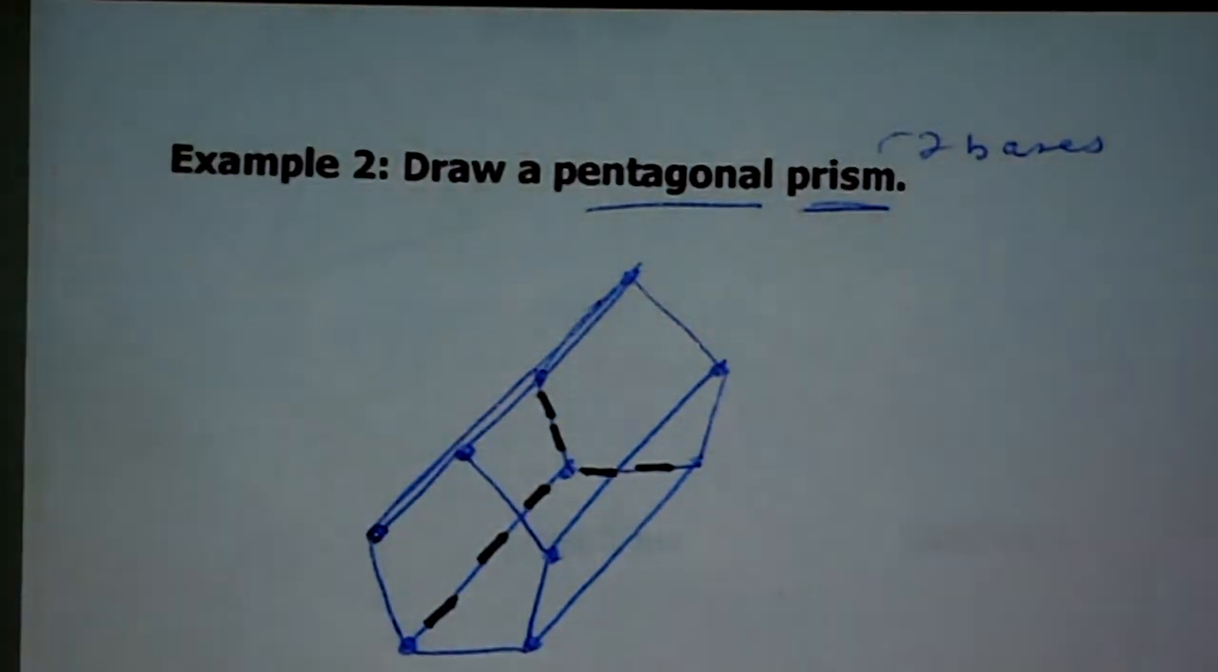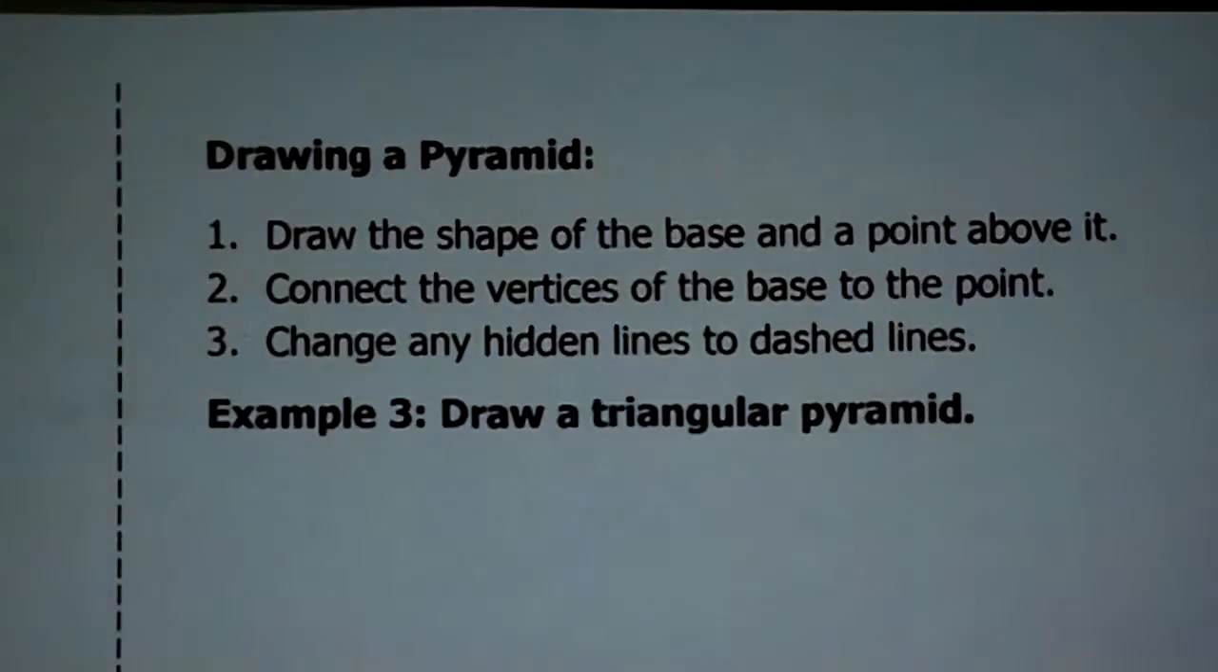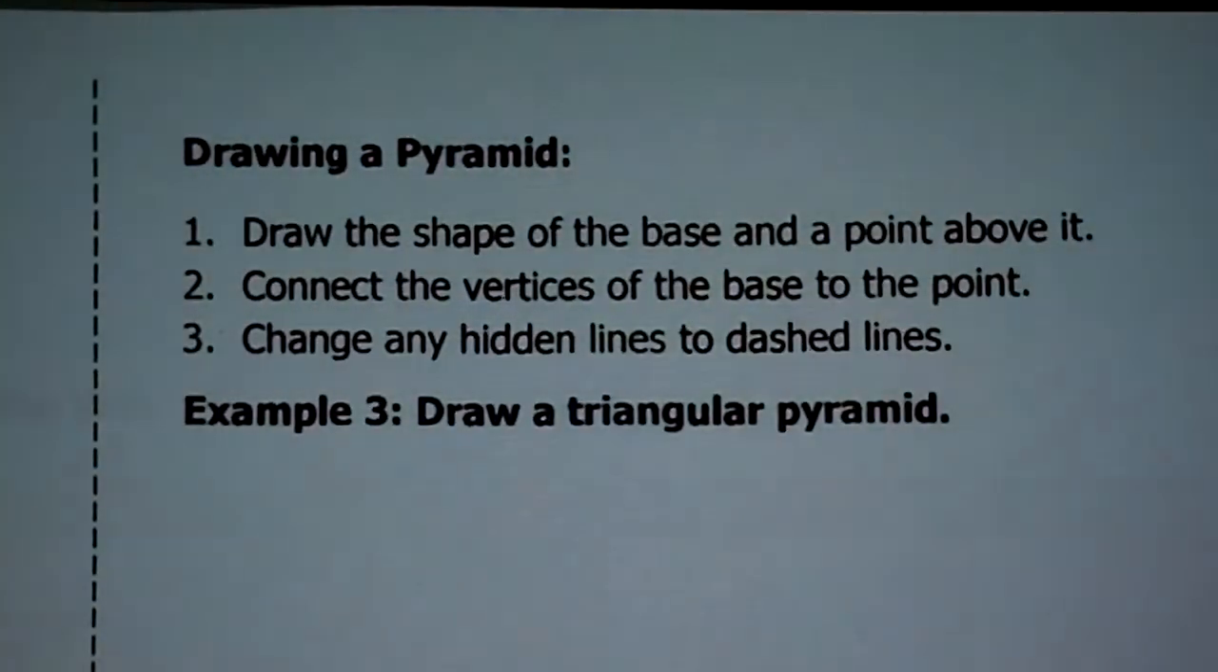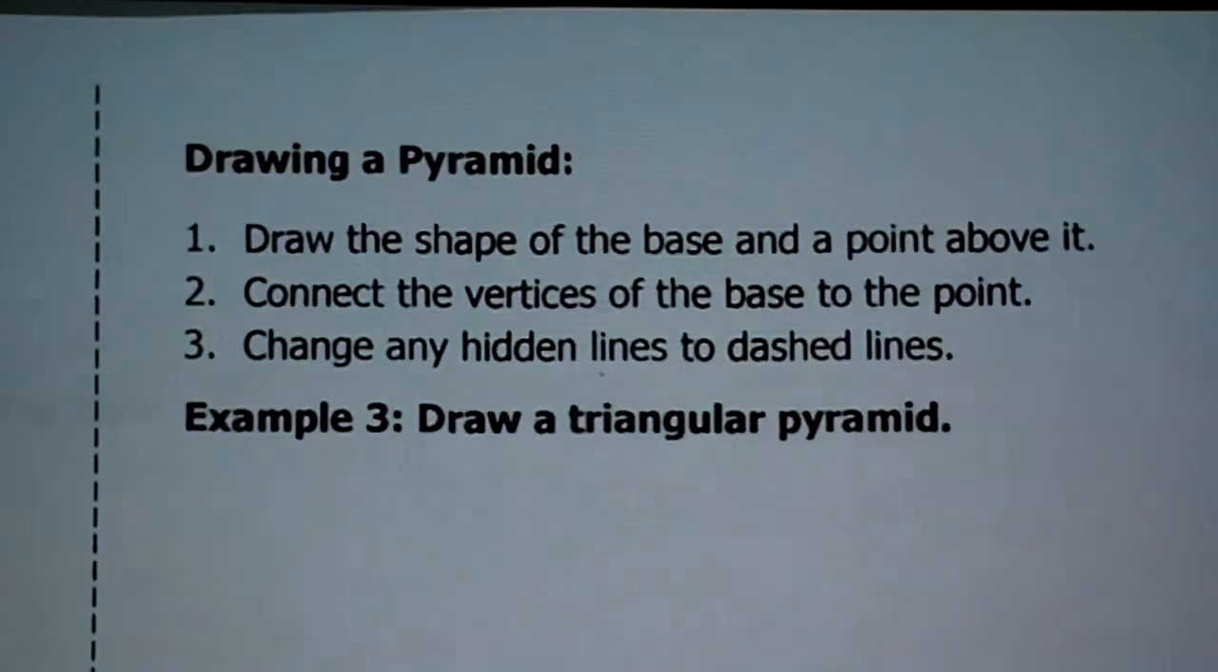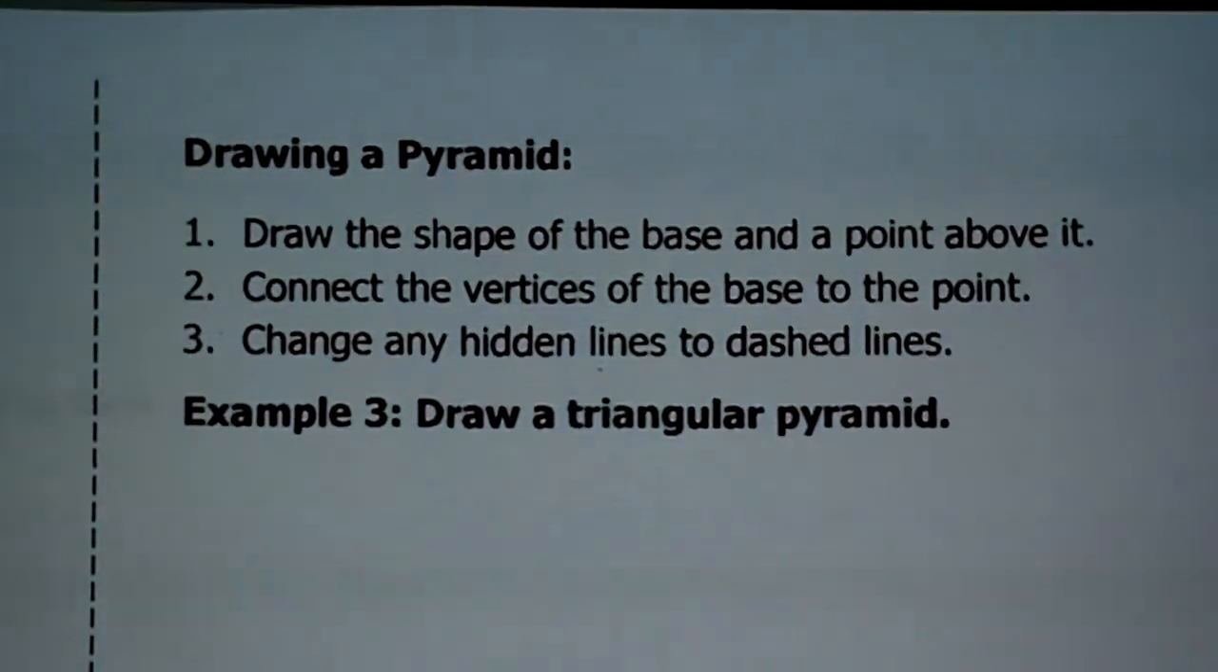Okay, so the prisms are out of the way. Now we're going to draw some pyramids. With a pyramid, I think it's a little bit easier, personally. It says draw the shape of the base. There's only one base, right? And then draw a point above it and connect all the vertices of the base to the point. And then we'll, again, change our hidden lines to dashed lines.